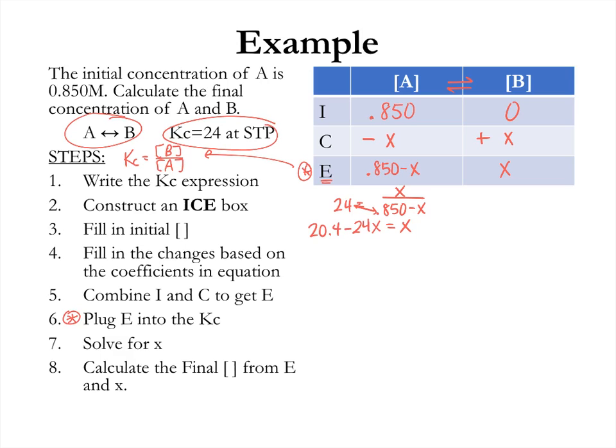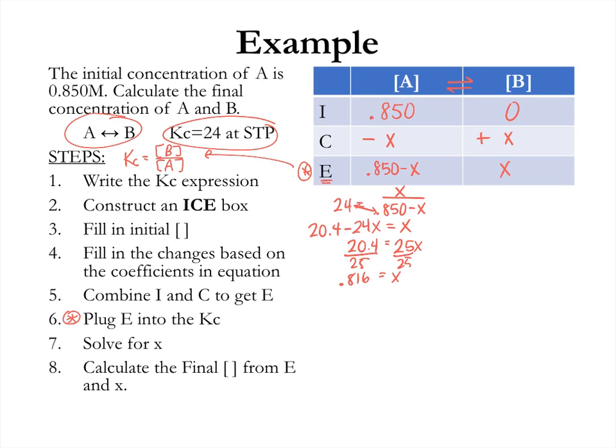So we'll add 24x to both sides, so we get 25x on the right, and that's equal to 20.4 on the left. Then we will divide by 25 on both sides, and we are left with 0.816 for the value of x. Now we can calculate what the final concentration of A would be at equilibrium and the equilibrium concentration of B.